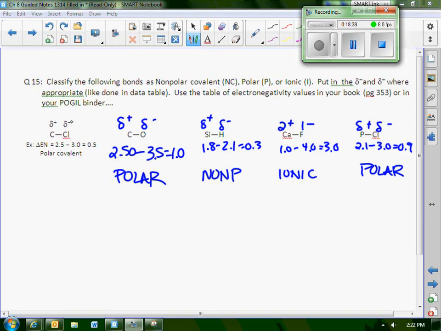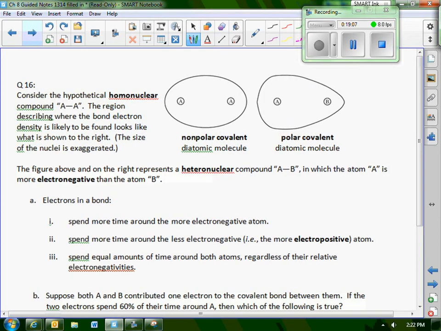Great. The thing that we have here is we show the partial positive and partial negative sides using this indication right here. Whichever one is lower electronegativity is going to be our partial positive side. Whichever one is higher electronegativity is the negative side. And that makes sense because something that is more electronegative is going to pull the electrons closer towards it. Okay, consider the hypothetical homonuclear compound AA. The region describing where the bond electron density is likely to be found looks like what is shown on the right. The size of the nuclei is exaggerated.